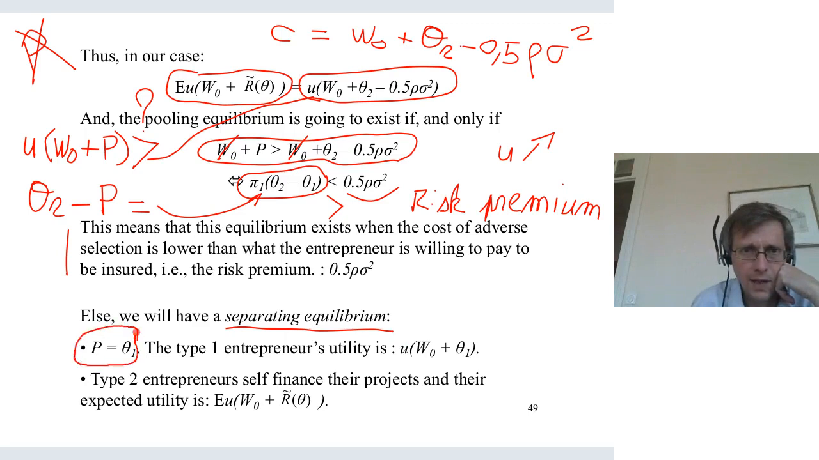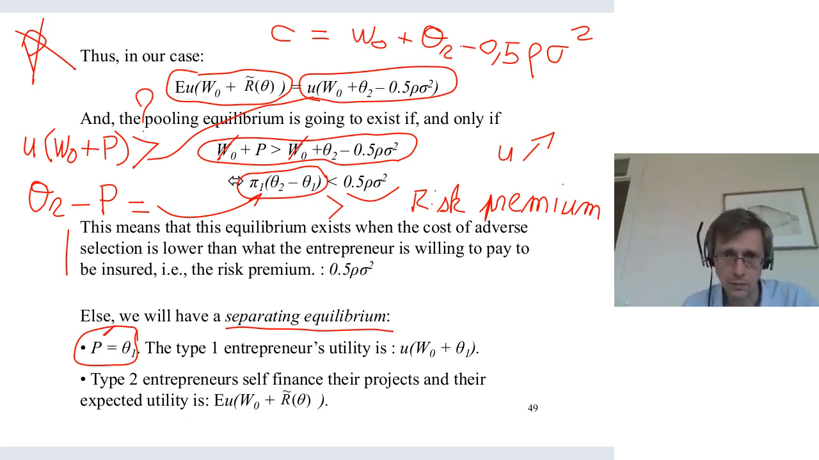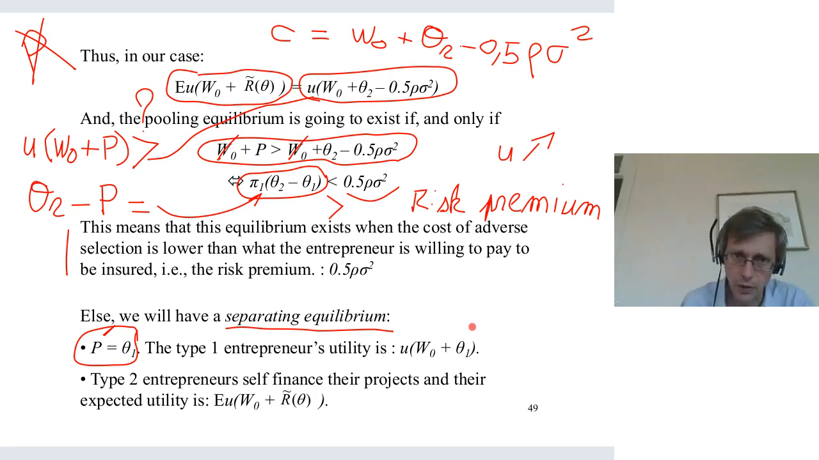This explains this new value of the equilibrium price in a separating equilibrium. So with this amount, type 1 entrepreneurs still accept this price because it corresponds to the true value of their project, and by selling their project, they are fully insured, which is what they are interested in.